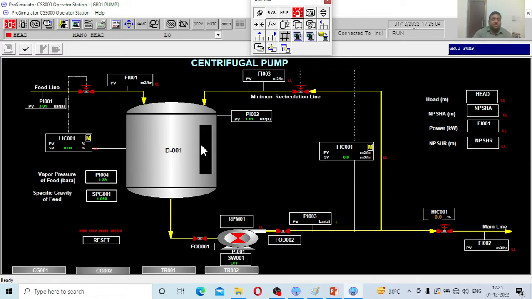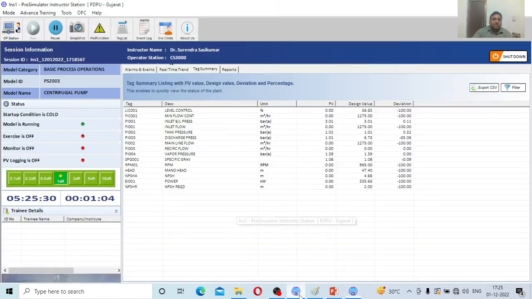Once it is at a sufficient level, then you can open the FOD valves, which are the non-return valves, normally kept for the safety of the pump. After that, once the sufficient level is reached, you have to open both the valves, and then you can start the pump, because until there is sufficient NPSHA, you cannot start any pump. Before we do that, let us see what the design parameters are.